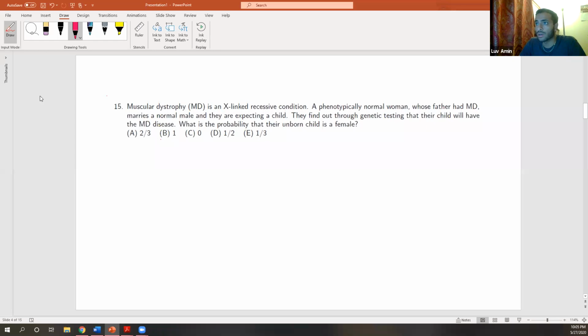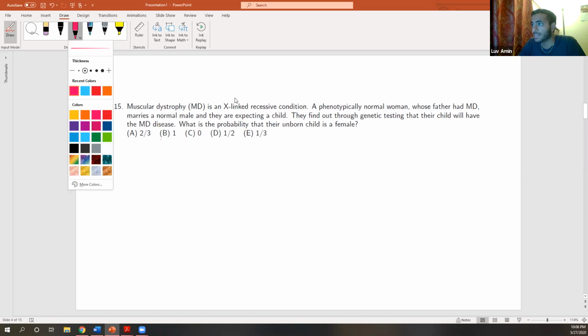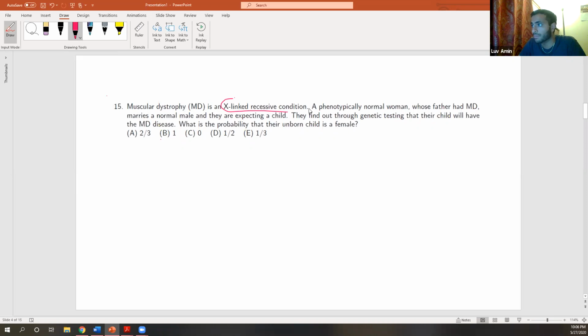All right, so 15 is a little interesting. We're going to talk about muscular dystrophy, an X-linked recessive condition, right? And a phenotypically normal woman whose father had MD marries a normal male. So let's break this down. A phenotypically normal woman: since this is a recessive gene, you could be normal if you were heterozygous, if you were a carrier. And the only way to be a carrier in this case would be if you're a female, right? Because males are XY.